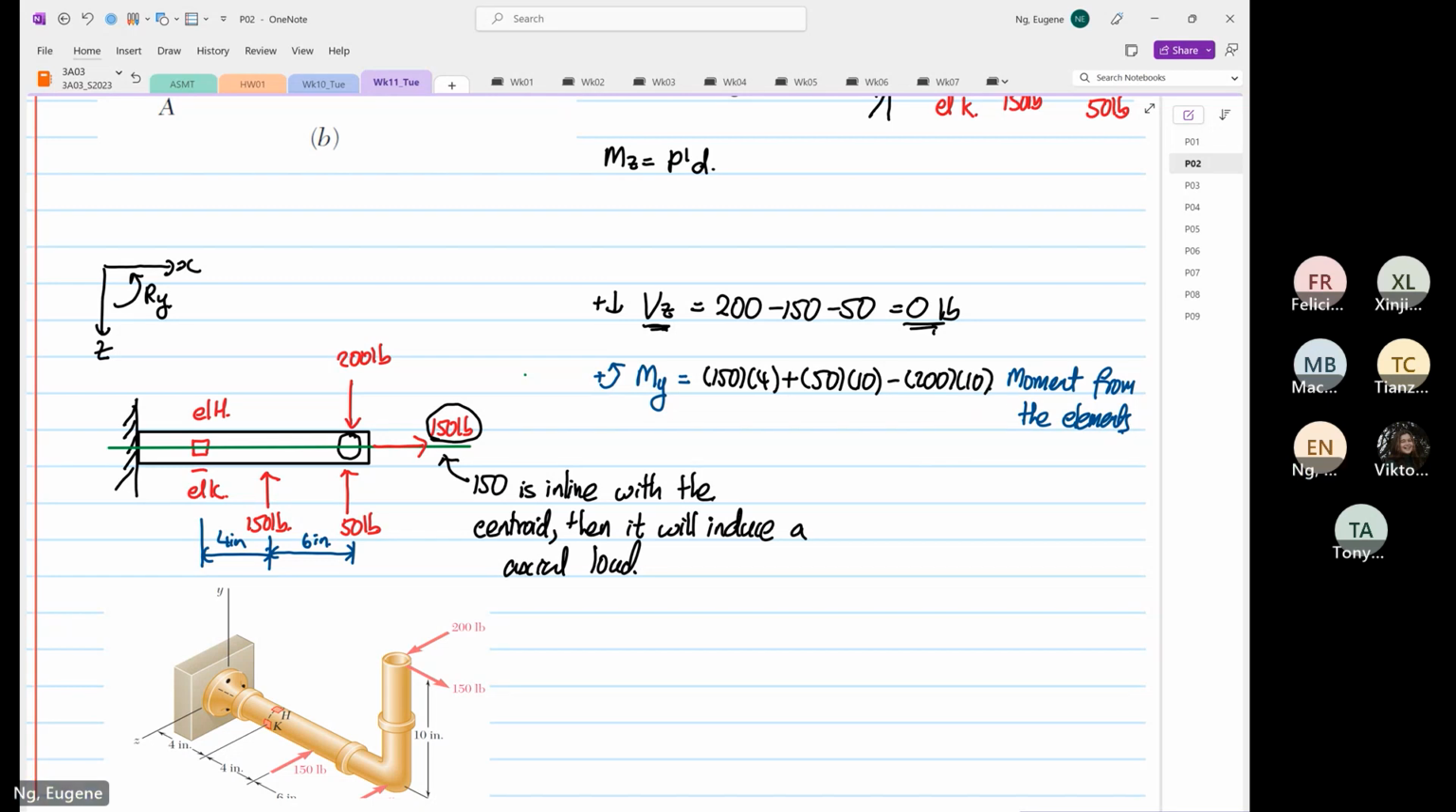Okay. So now we add this up. 150 times 4 plus 50 times 10 minus 200 times 10 is equal to minus 900 pound inch. What minus means is basically you just put equal to 900 pound inch, and you just need to rotate the moment. So the moment is in the other direction. From here, we know that this is the direction for moment in Y. Okay.